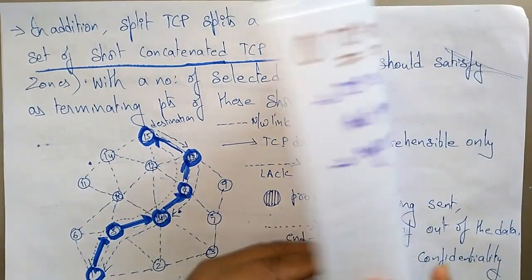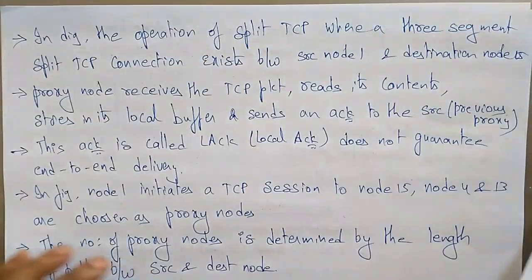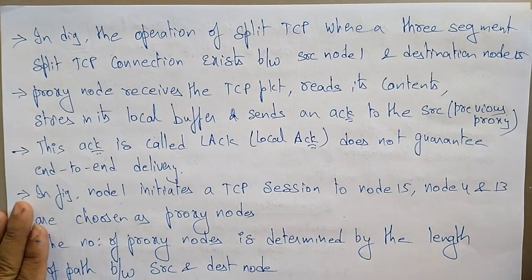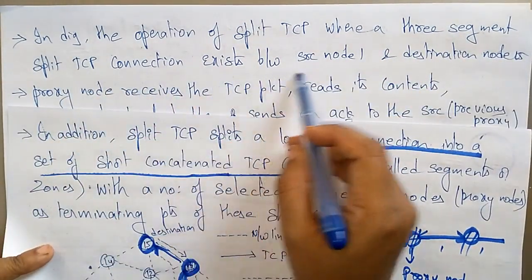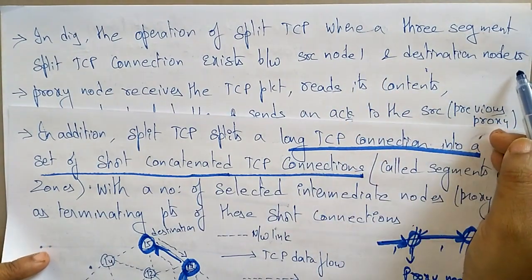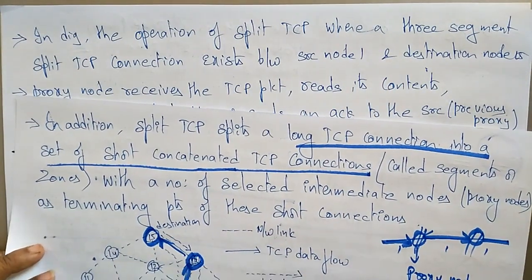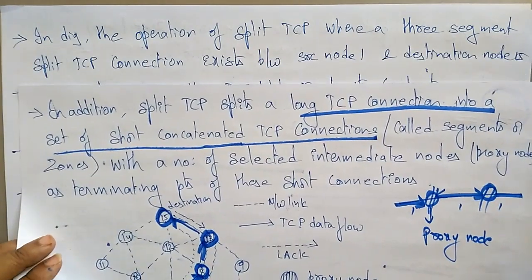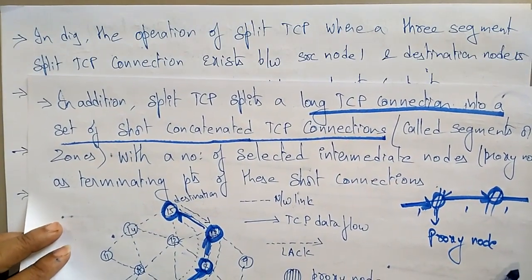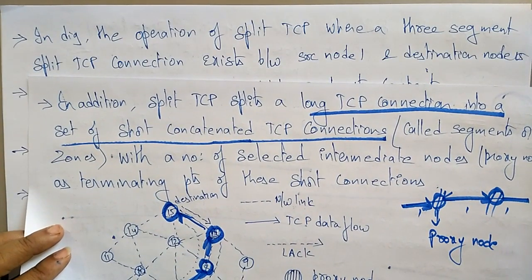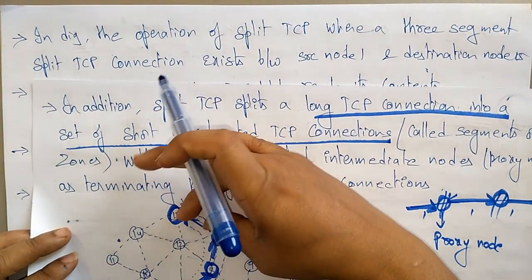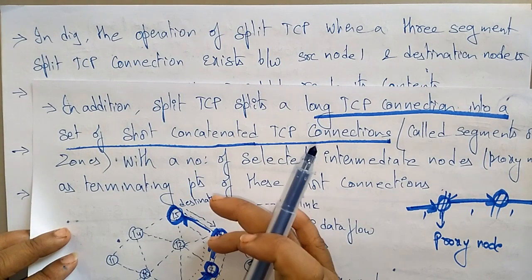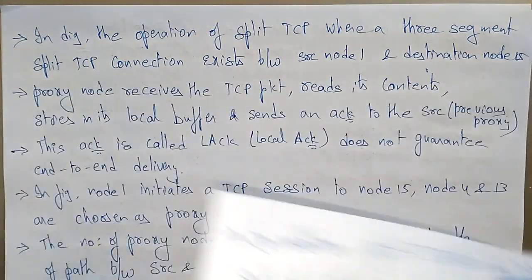Let me explain this diagram now. In the diagram, the operation of split TCP is shown, where a 3-segment TCP connection exists between the source node 1 and the destination node 15. So in between the source and the destination, there are 3 TCP connection splits, 3 segments. This is segment 1, segment 2, segment 3.